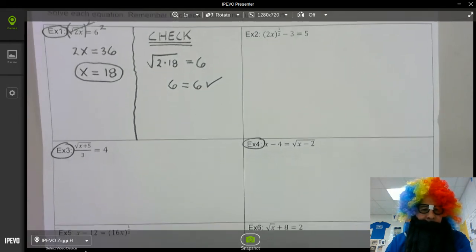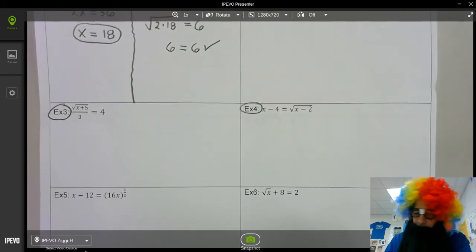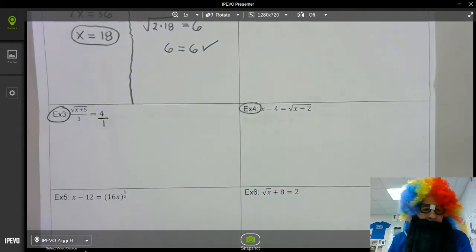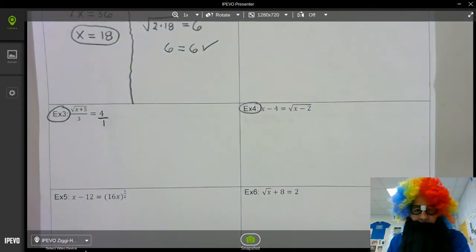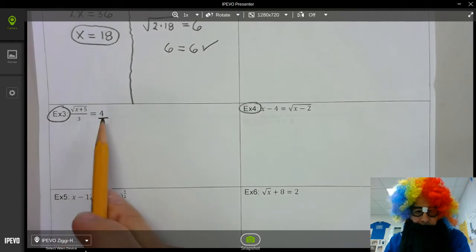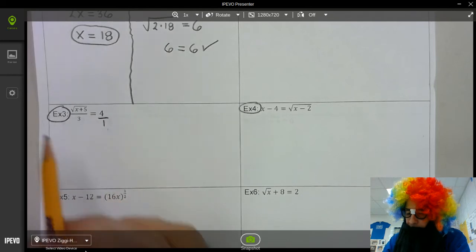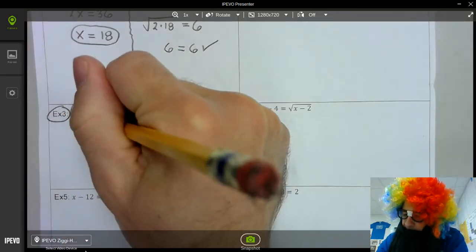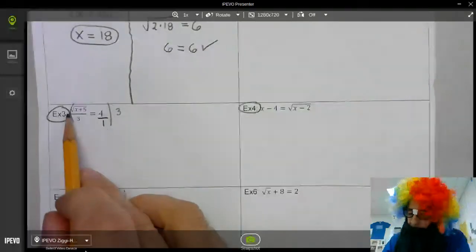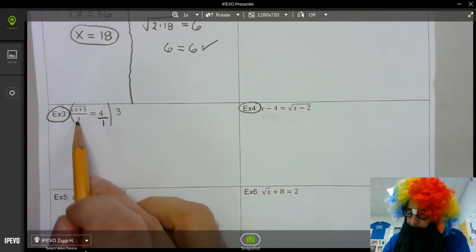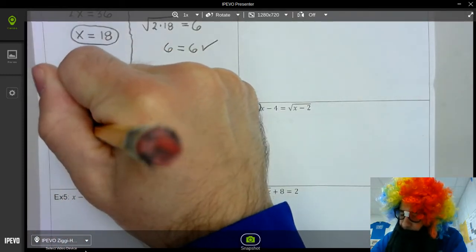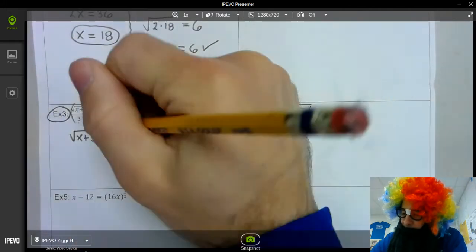Let's look at example 3. To isolate the square root in step 1, we notice that we're dividing by 3, so it's not isolated. I know that I can write 4 as 4 divided by 1, so I'm going to multiply everything by 3. I get 3 times the square root of x plus 5 divided by 3, and 3 divided by 3 is 1. So you get the square root of x plus 5 equals 3 times 4, which is 12.